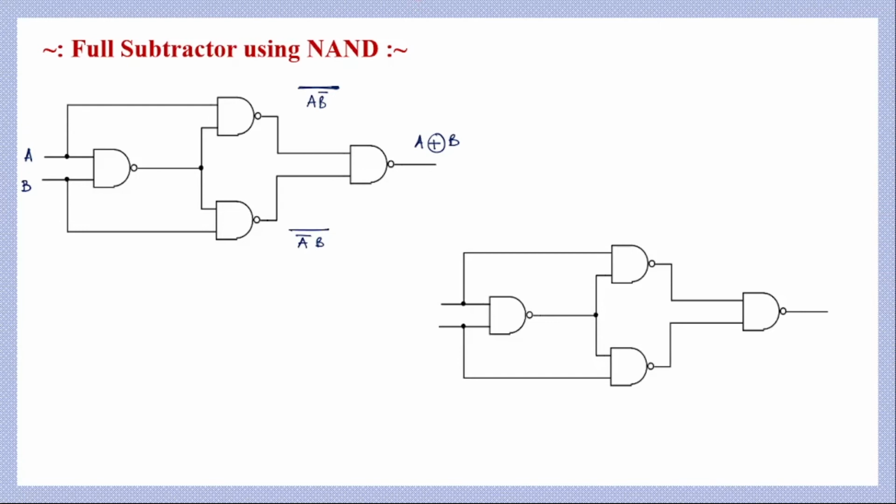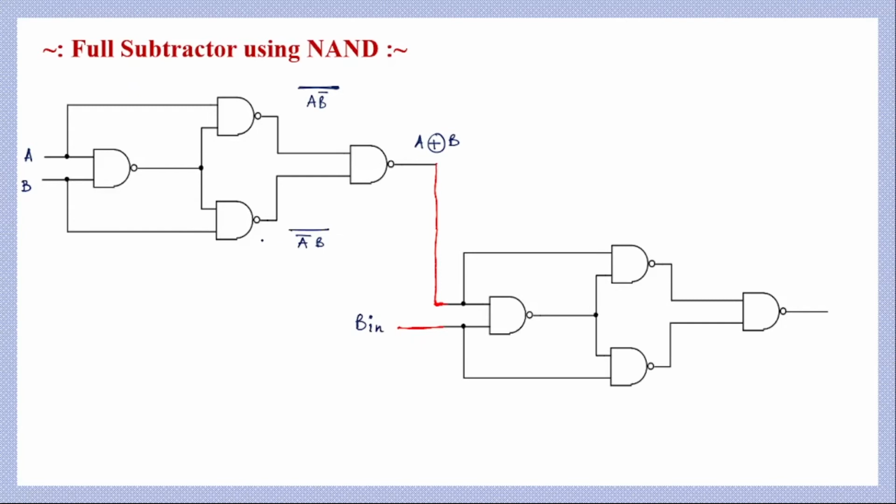Now to design the full subtractor, we will repeat the same circuit in the second stage. So again we will have this circuit where we will have 4 NAND gates. Now what we will do, we will take the output of the first stage as one of the inputs of the second stage. So the input of this NAND gate will be A XOR B, and the second input of the second stage will be the third input of our full subtractor, which is the borrow input, B sub in, BIN.